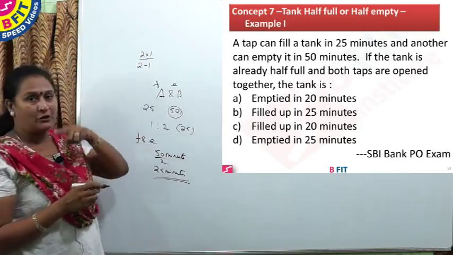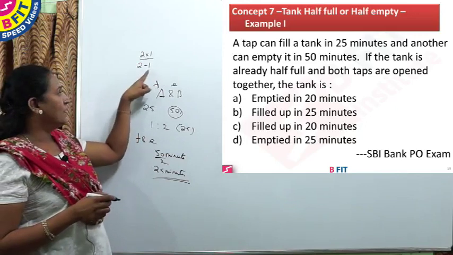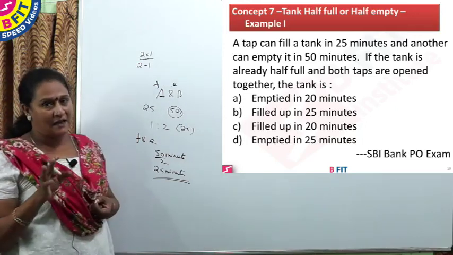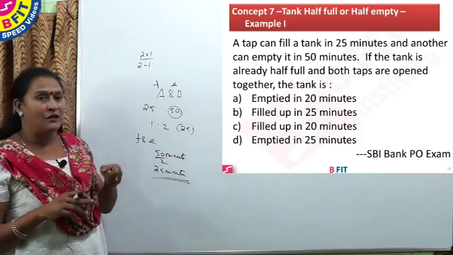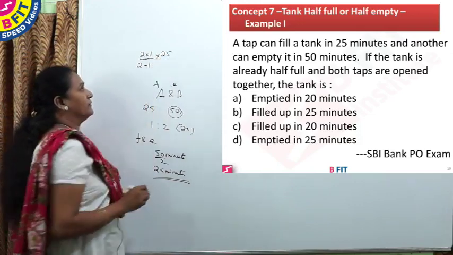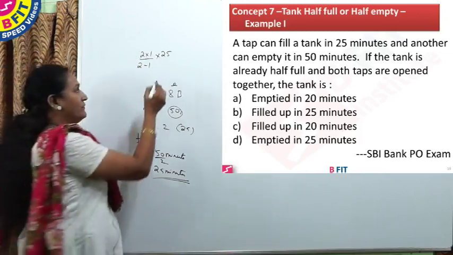I have already told you earlier: take emptying minus filling. So 2 minus 1. What is the overall effect? Positive. It means that the tank is filled, so we have to go for the filled option. So this is into 25. 2 minus 1 is 1. What is 2 into 25? 50.